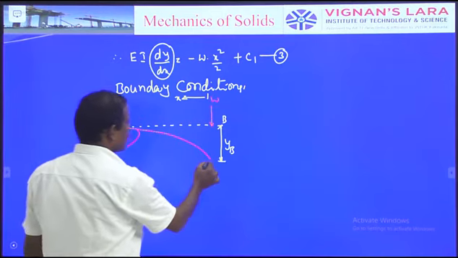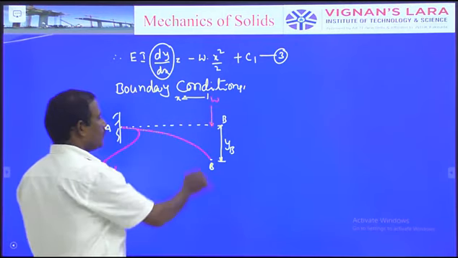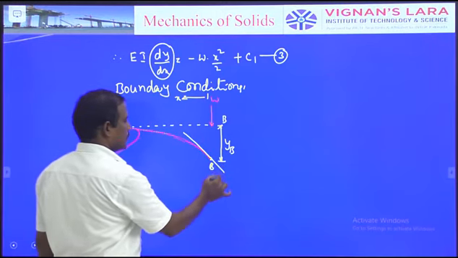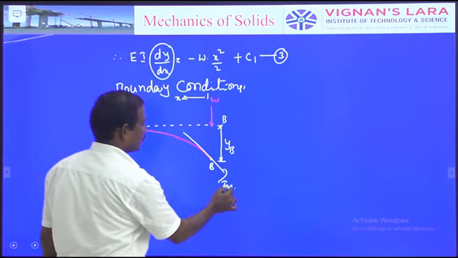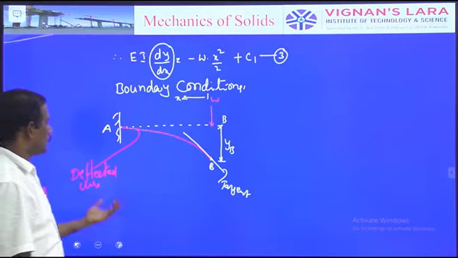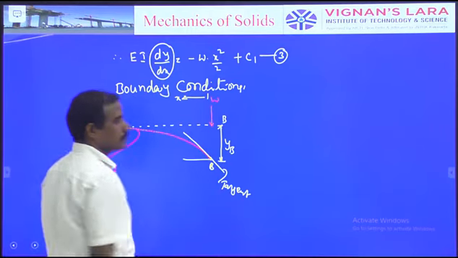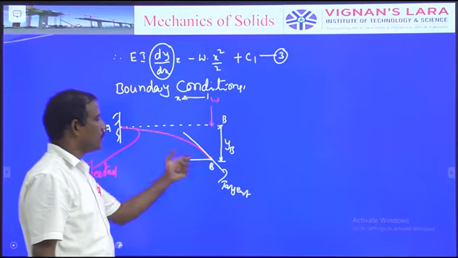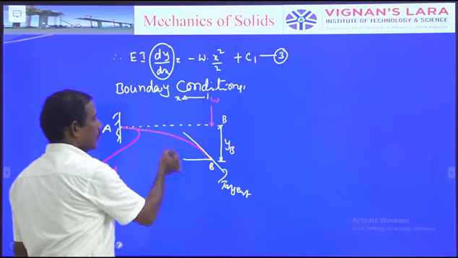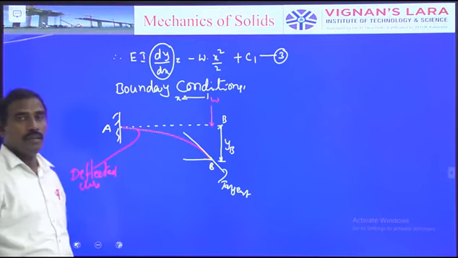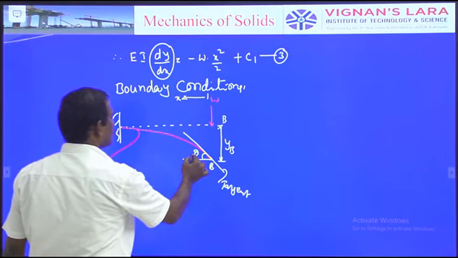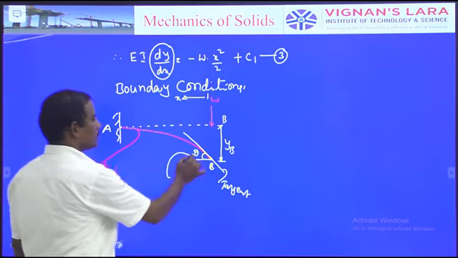Suppose this is B. If you draw the tangent at B, this is called a tangent, alright? So, what about the slope? What is meant by slope? Suppose you measure the angle at point B between the tangent and a horizontal line drawn at B. The angle between the tangent and the horizontal line is called the slope.